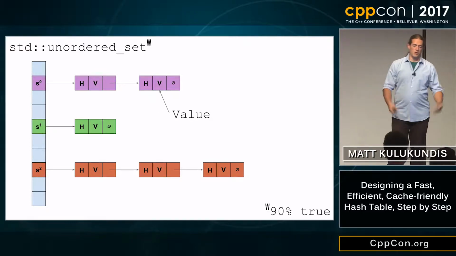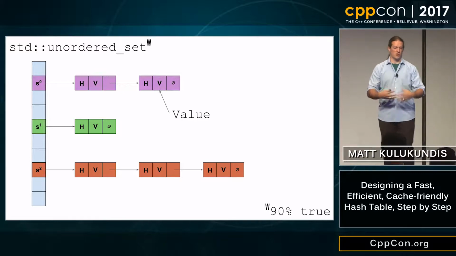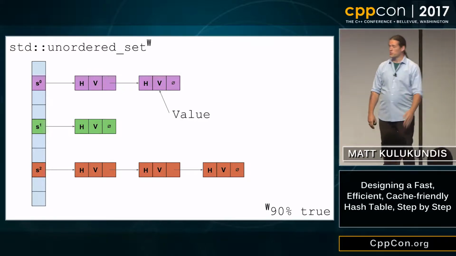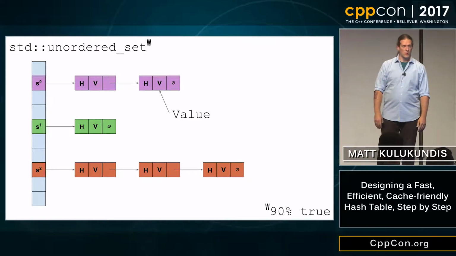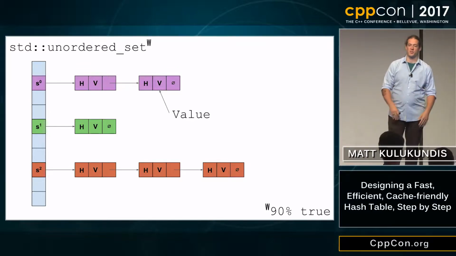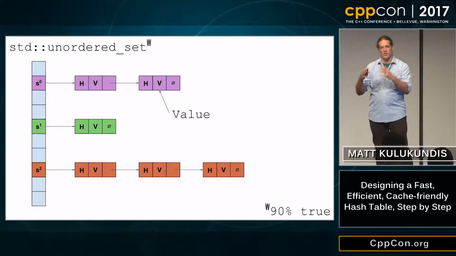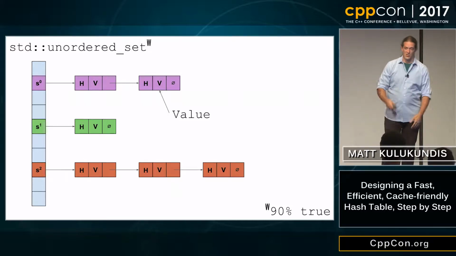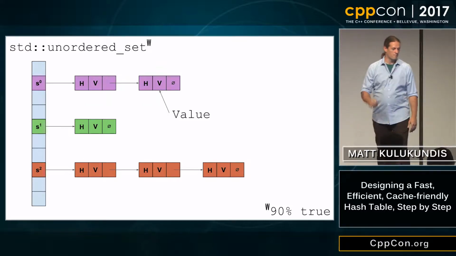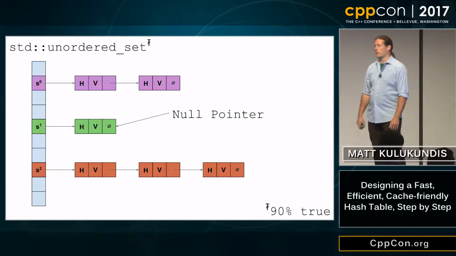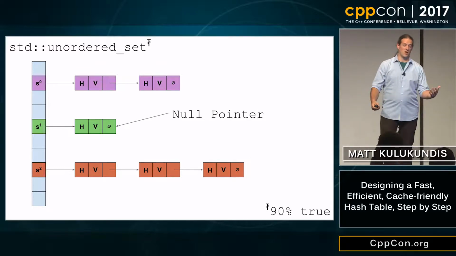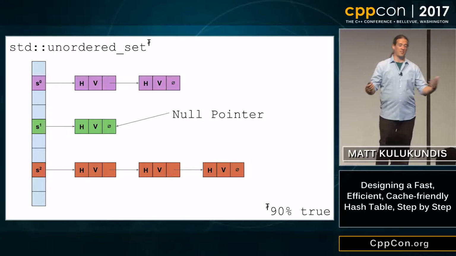This is the actual value. This is the thing that we want to store. Because the value is in a separate allocation, we say that it has pointer stability. No matter what happens to the internals of your hash table, the value doesn't move. This is a property guaranteed by the standard. That is the symbol for a null pointer. I know. It's awesome, isn't it? This is used to indicate the end of linked lists.